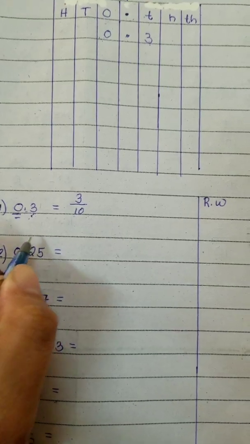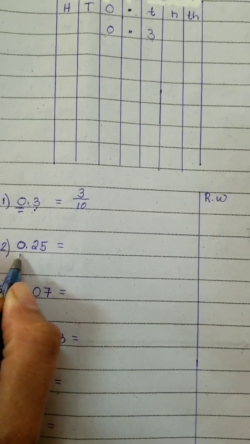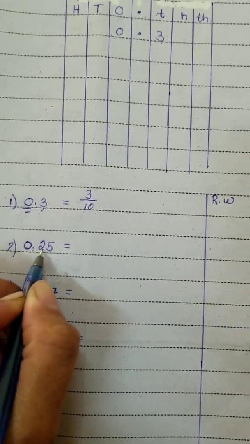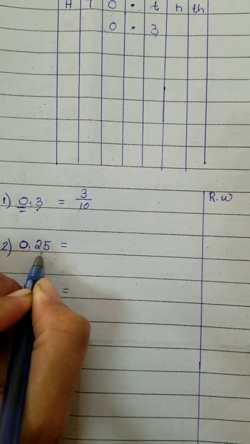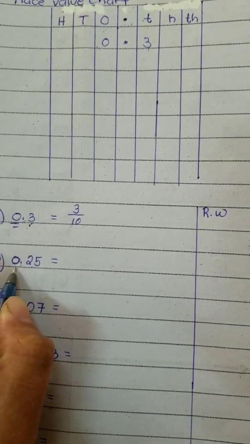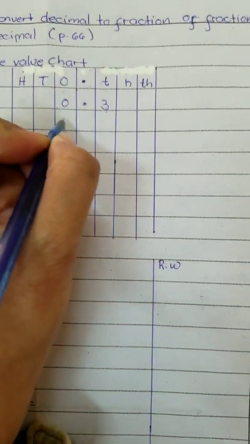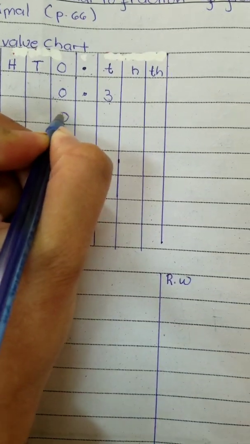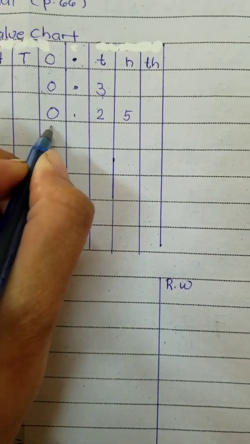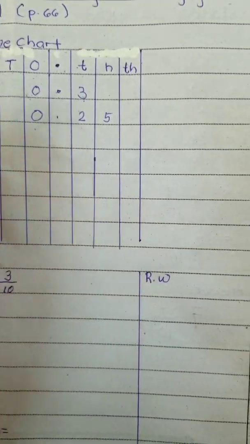Now, let me have another example. Let me have here 0.25. If you notice, again, our whole number here is 0, and 25 is the number in the decimal part. Now, let's write this one into the place value chart. As given here, the whole number is 0 and the decimal part is the 25.